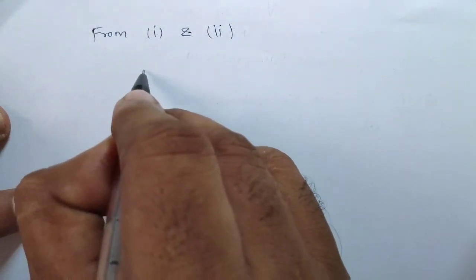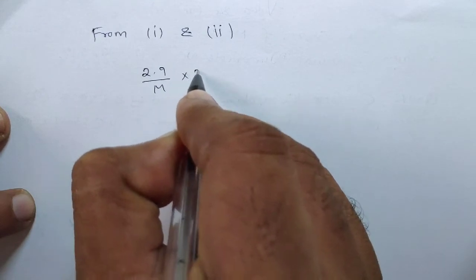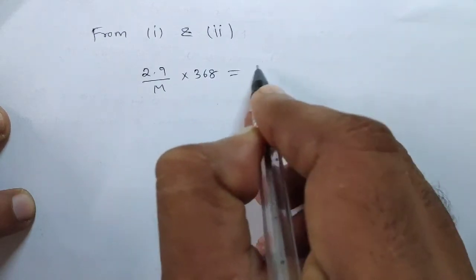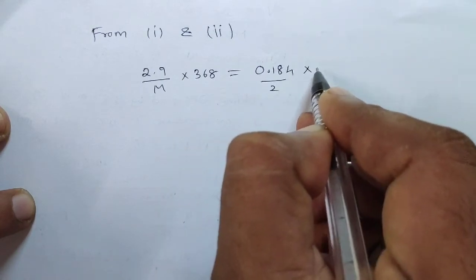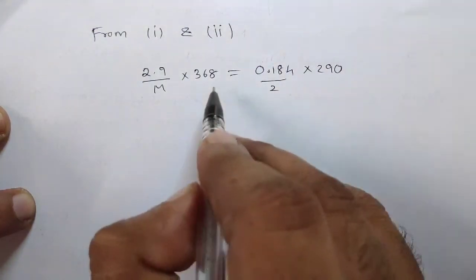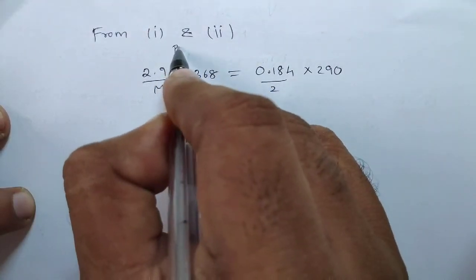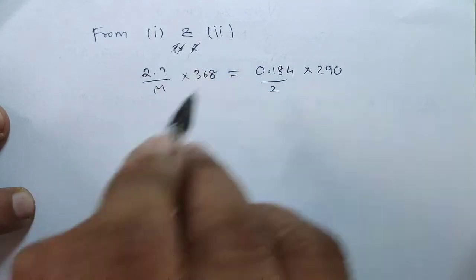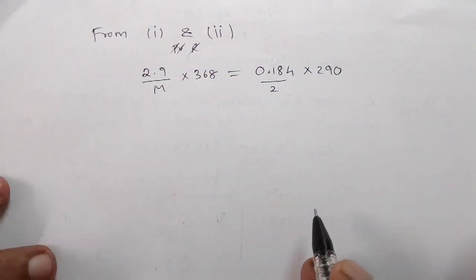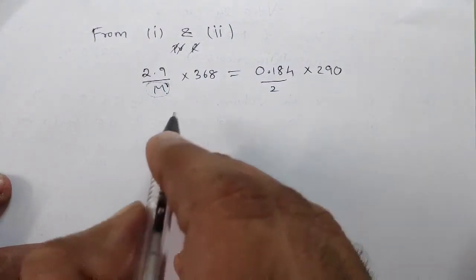What it will be? 2.9 by M into 368 is equal to 0.184 by 2 into 290, right? Because in both the cases PV and R were common, so we have cancelled from both sides, PV and R, all three things we have cancelled. So the remaining part I have written here, so from this you can find the molar mass, right?